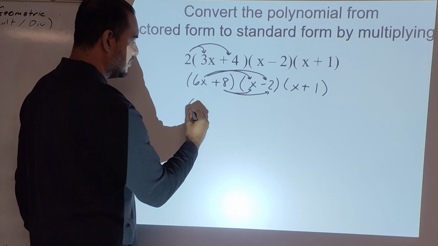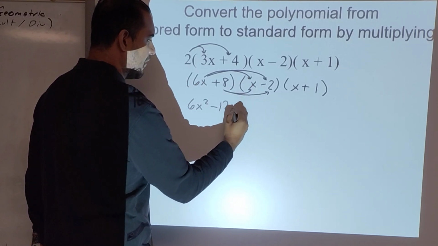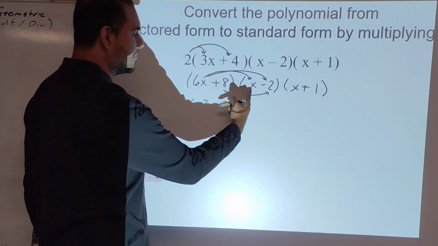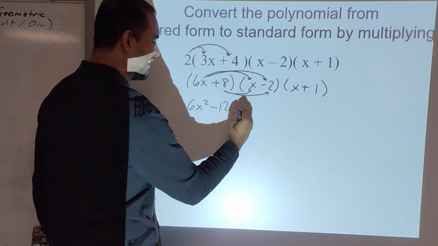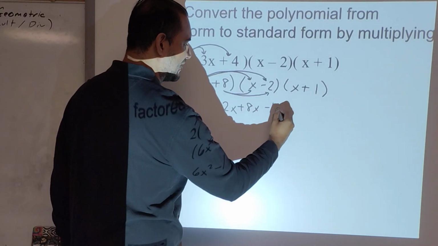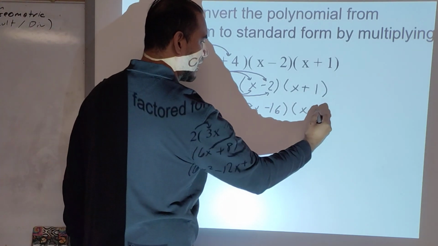6x times x is 6x squared. 6x times negative 2 is negative 12x. Done with the 6x, now we're moving on to the 8. 8 times x is 8x. And 8 times negative 2 is negative 16. Finish multiplying those two polynomials together.